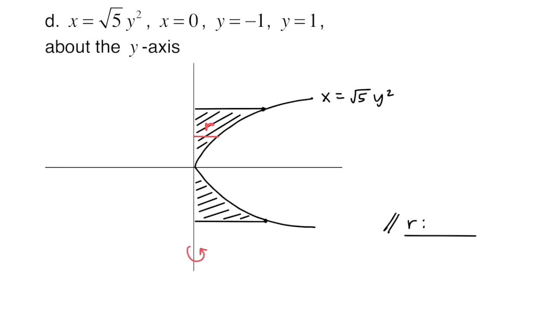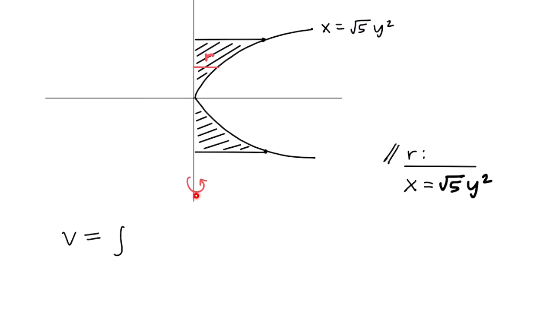And then next, to draw the R, you always start on the axis of rotation and you draw a line perpendicular to that axis and you draw it towards the shaded region. And again, I want to point out that R starts on the y-axis and it goes a generic distance out to the right. And R corresponds to this curve, which is x equals the square root of 5y squared.